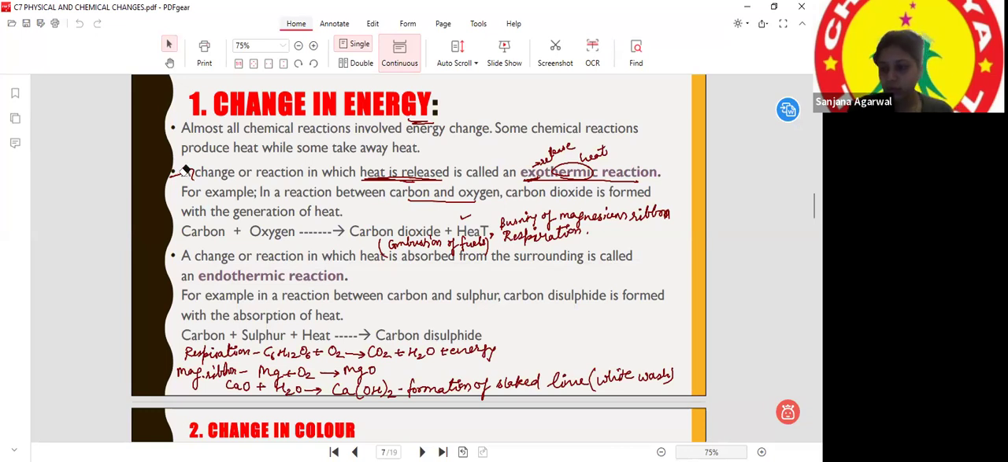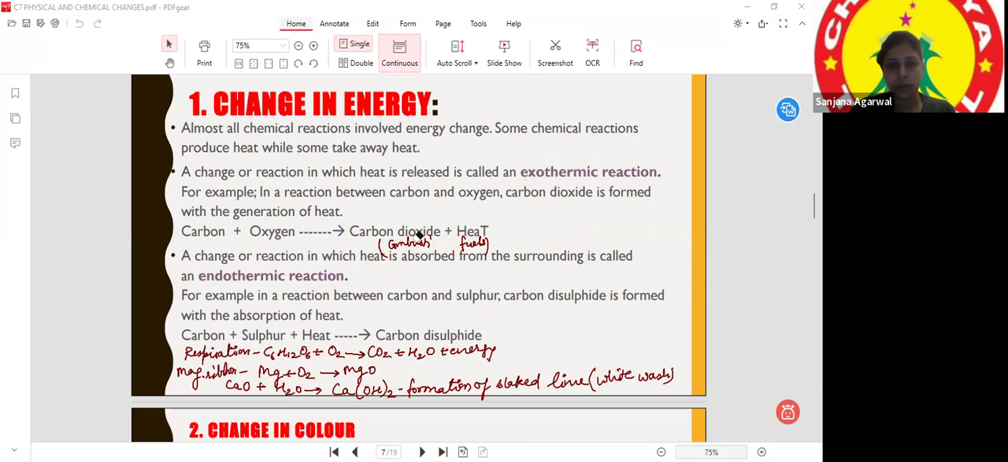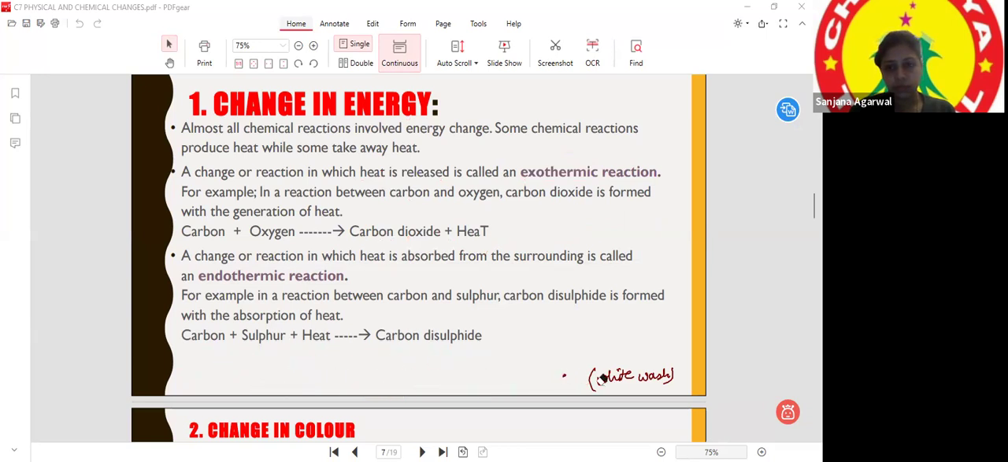Next, let's move to endothermic. This is just the inverse of exothermic. A reaction in which heat is absorbed from the surroundings is called an endothermic reaction. For example, carbon plus sulfur, carbon disulfide is formed with the absorption of heat.